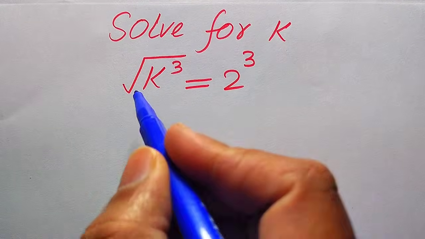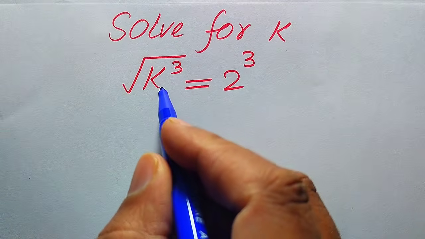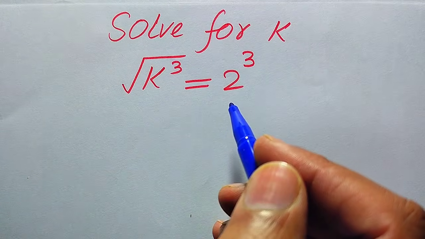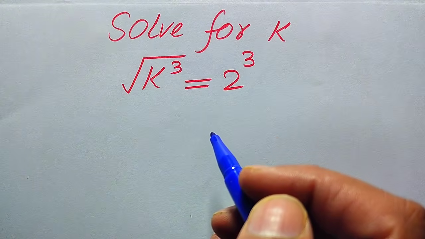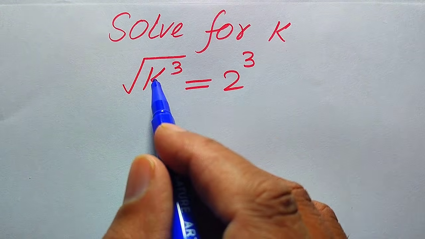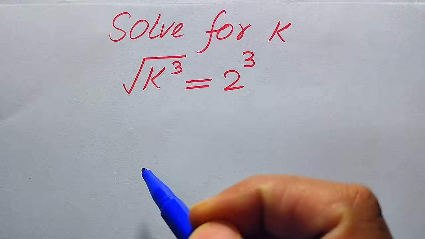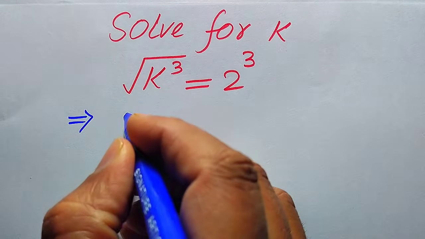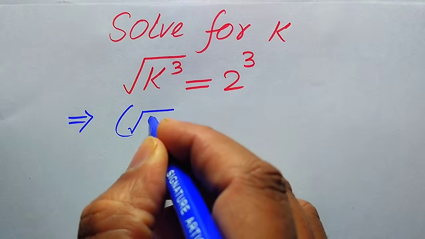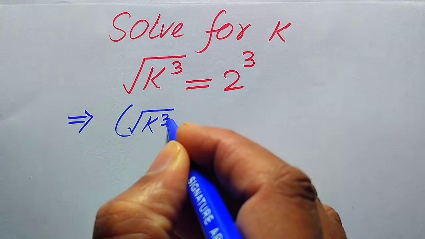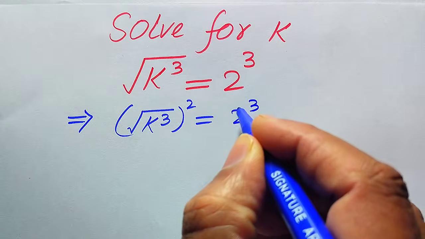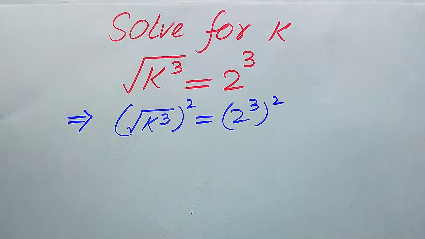So here we have the square root of k cubed equals 2 cubed, and we solve this problem for all the values of k. First we need to remove this square root sign from the left hand side, and for this we will take a squaring on both sides. When we apply squaring, it will be written as the square of the square root of k cubed equals the square of 2 cubed.